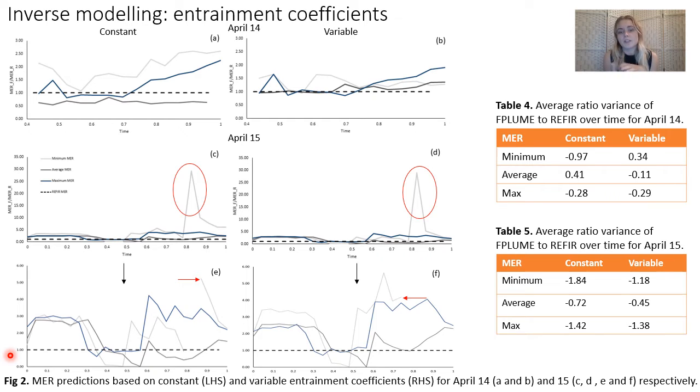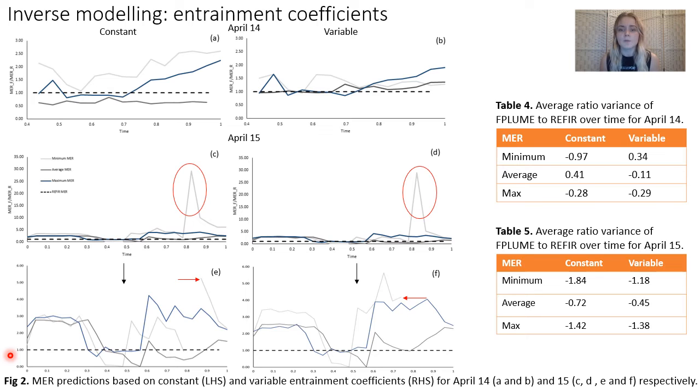So from the figures and tables 4 and 5, you can see that the variable entrainment coefficient used in F-plume provides better agreement with the REFER predictions, even though the REFER used a constant entrainment coefficient. This was due to the use of a variable entrainment coefficient, which provided a larger range of predicted mass eruption rate values, and so there was an overlap between predictions, compared to the use of a constant entrainment coefficient, which only provides a small range of mass eruption rates, and therefore increases the underestimation of mass eruption rate using REFER.